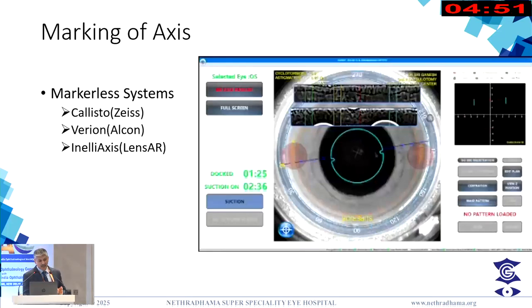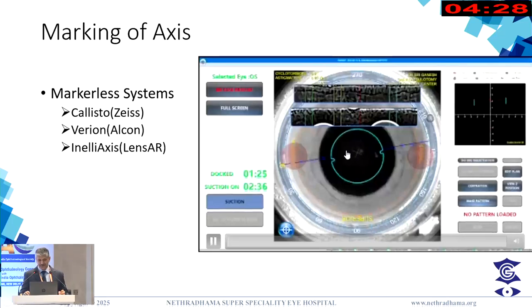Nowadays you have markerless systems like the Callisto from Zeiss, the Verion from Alcon, and if you're using a femto, then the femtosecond platforms like the LensAR have the IntelliAxis, where you get nubs on the capsulotomy, so it's very easy to place it intra-op, like in this diagram here. And even post-op you can actually see whether the lens is aligned.